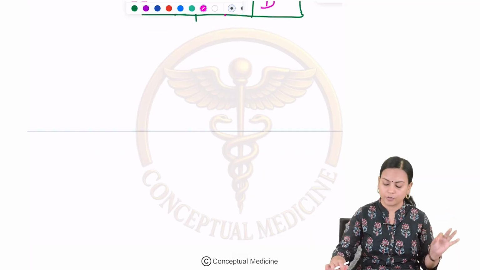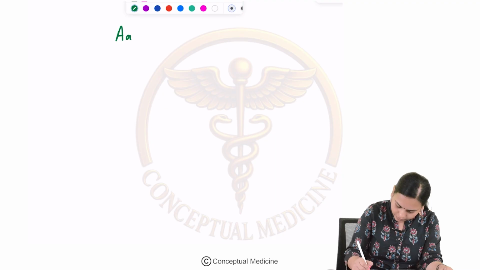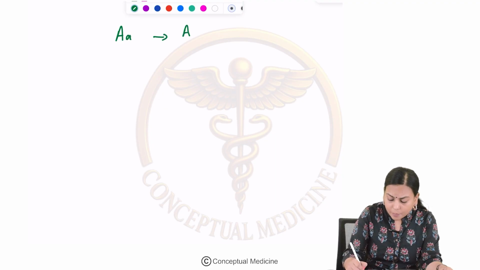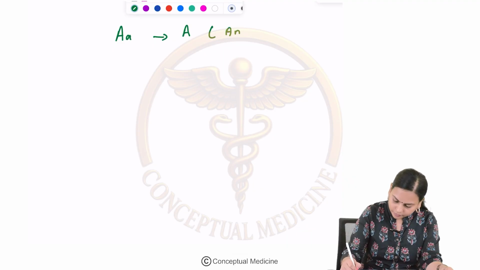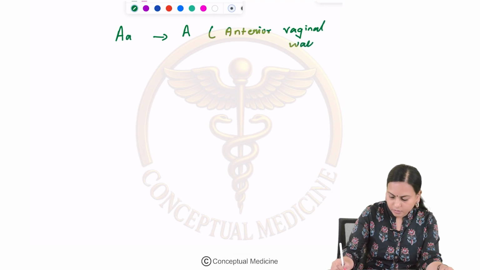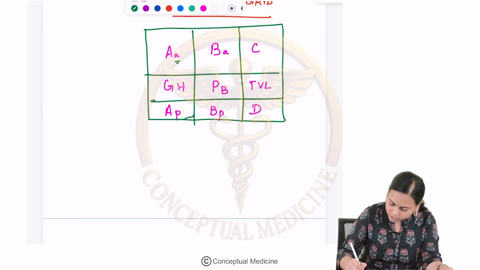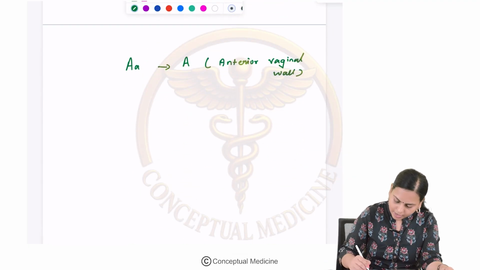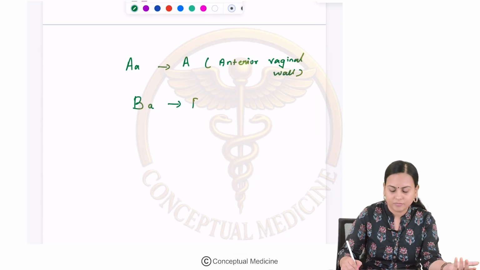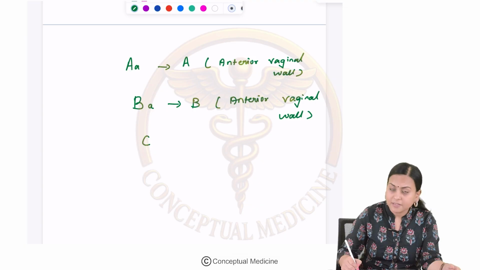So, this is the POP-Q grid, right? Now, let me explain what all these terms are. AA is nothing but a point A that is taken on the anterior vaginal wall. So, that is why we give small a here. So that means anterior vaginal wall. And the same way, BA means the point B that is taken on the anterior vaginal wall. What is C? Yes, it is cervix.